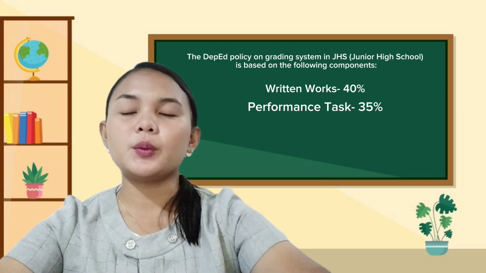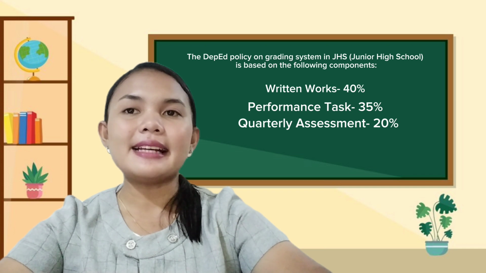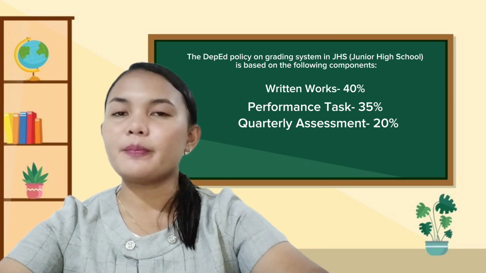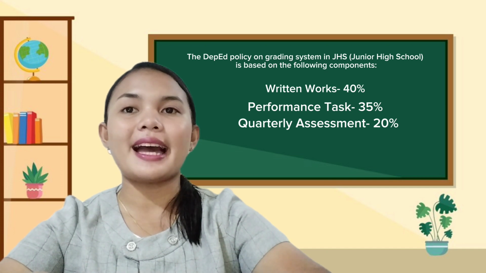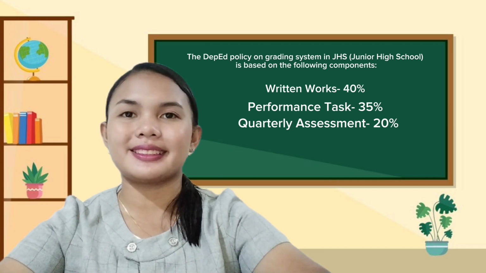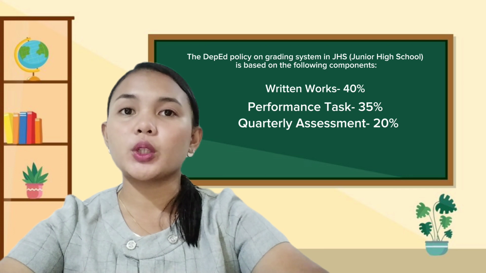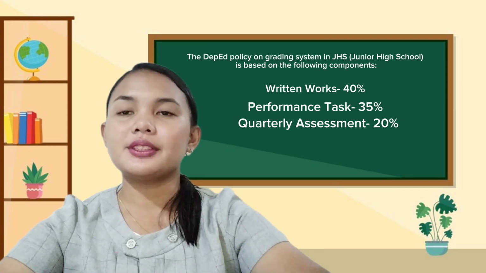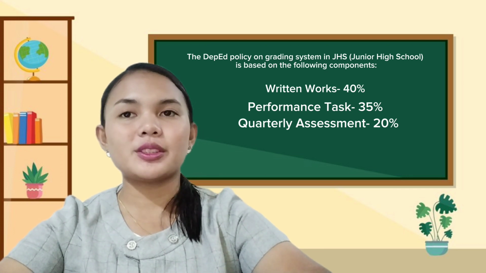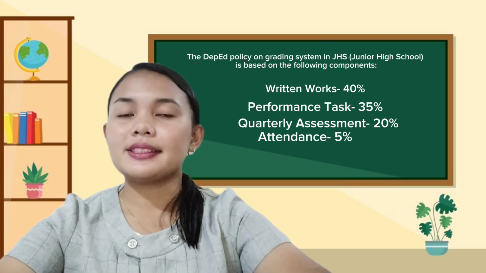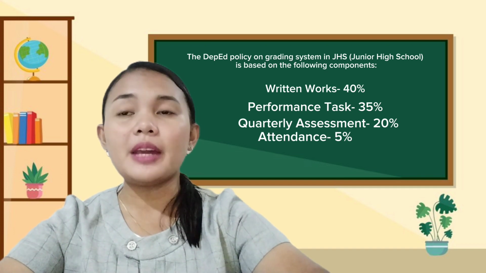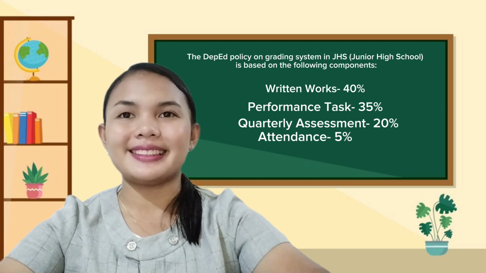The next one is the quarterly assessment. This component includes the written test administered at the end of each quarter. It accounts for 20% of the student's grade. The next one is attendance. This component accounts for 5% of the student's grade.